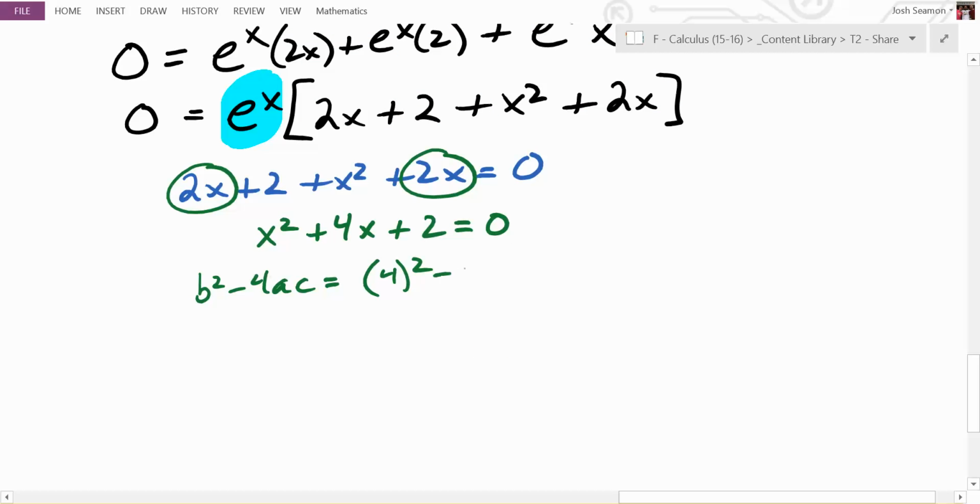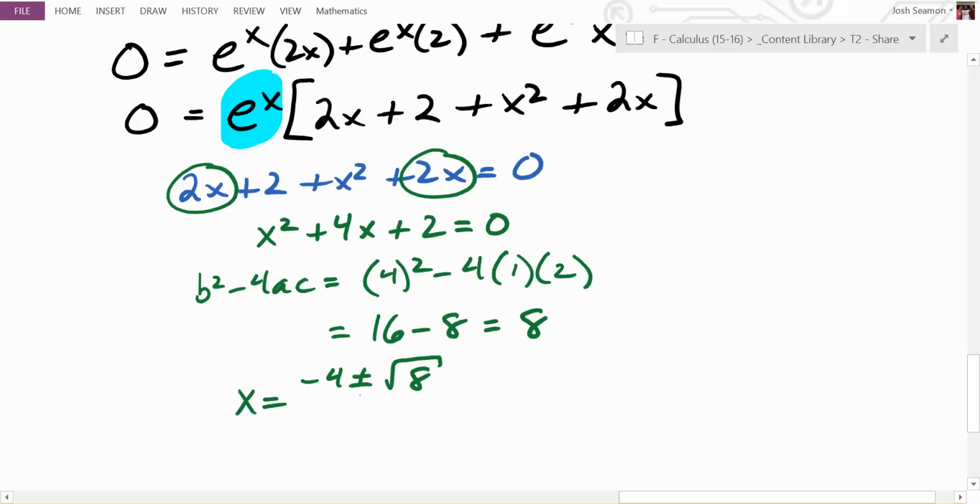4 squared minus 4. What's the a value? What's the c value? 2. So you end up with 16 minus 8, which is 8. So you get x is equal to negative b, so negative 4, plus or minus the square root of 8, all over 2a. So it's all over 2. The quadratic formula: x equals negative b plus or minus the square root of... do you remember this?